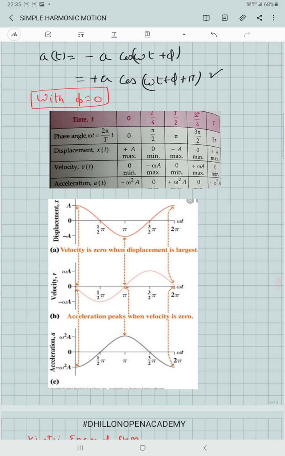From the graph we observe that velocity is 0 when the displacement is largest, while acceleration possesses maximum value when velocity is 0. That is, the velocity of the particle is 0 at the extreme positions, but the acceleration of the particle is maximum at that point, because when the particle is at its extreme position, it is under maximum restoring force action, and the acceleration of the body is also maximum in value.